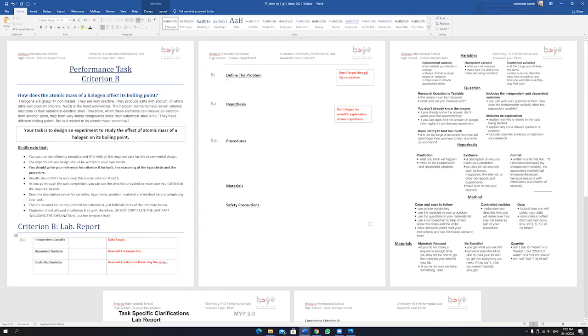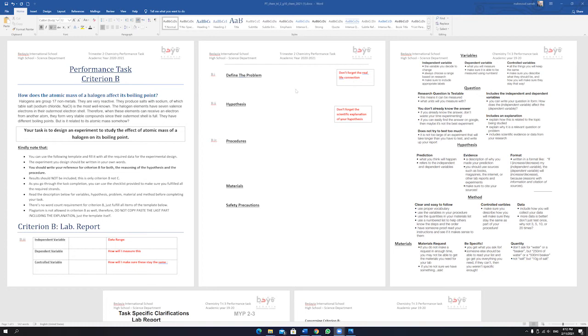Then the second important point is that it has a dependent and an independent variable. You should include here the dependent and the independent variable, and a short explanation of the problem. In defining the problem, there is a really important aspect, which is the real life connection. It's written in a note over here, which shows its importance.